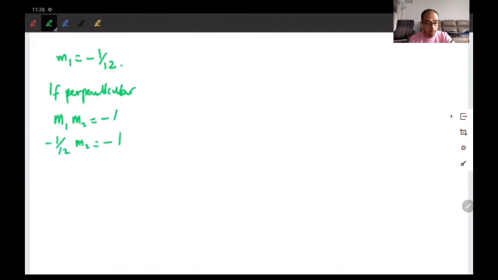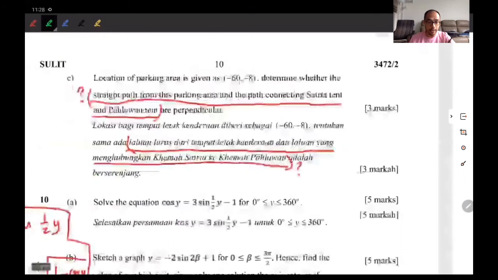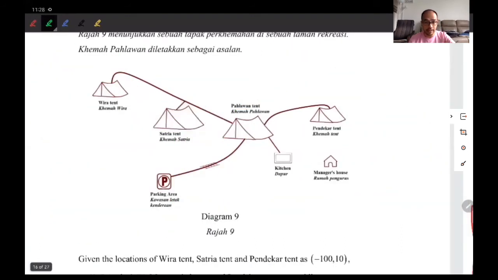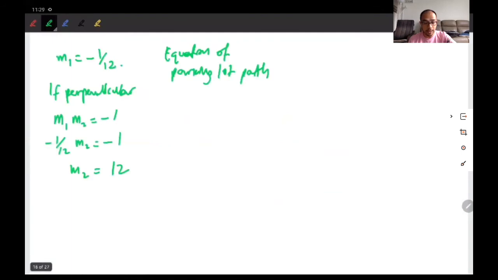So m2 equals 12. My second gradient must be 12. Okay, so the equation of the parking lot's path: my y is negative 8 and x is 60. So negative 8 equals 12 times negative 60 plus c.